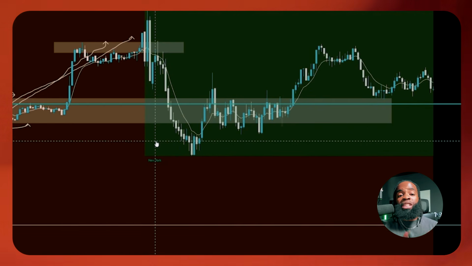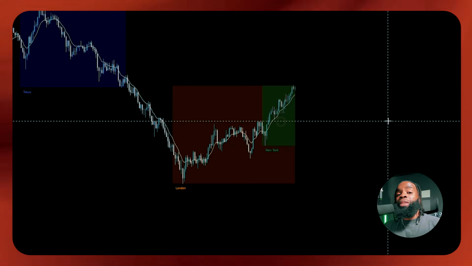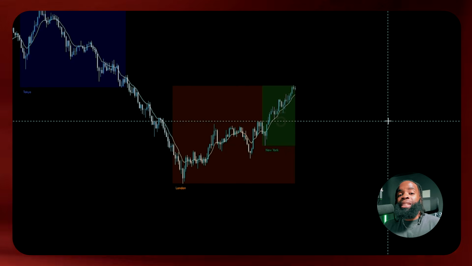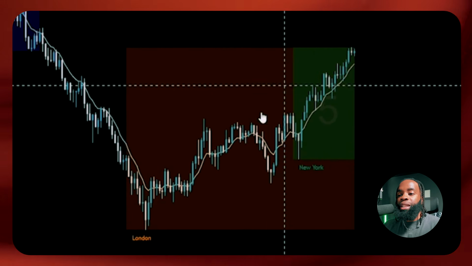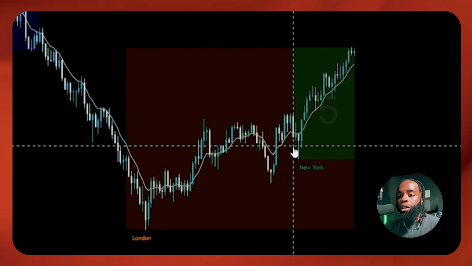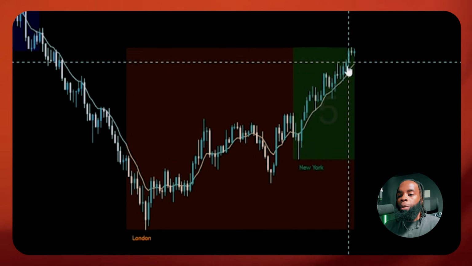This works especially with gold, and this also works especially with US30. So you would think gold is tricky, but it's pretty much the same. And let me show you. If we look at the trading session indicator, you see that green is New York, right about 9:30 a.m. Eastern time. This is when New York opens.